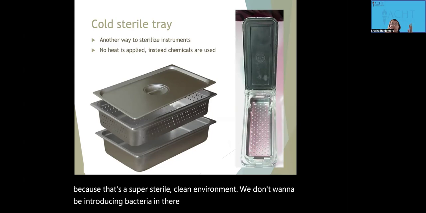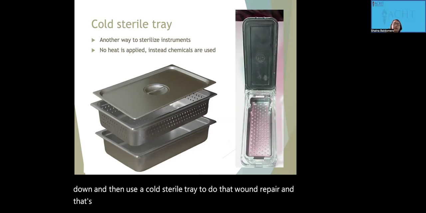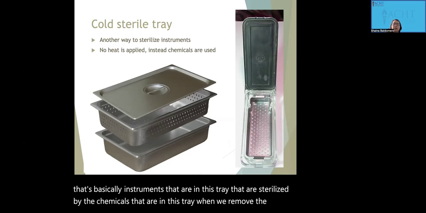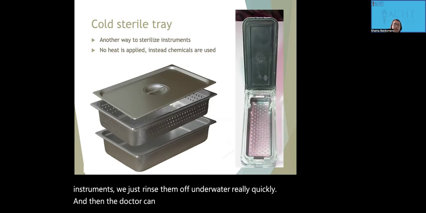So usually we'll sedate patients down and then use a cold sterile tray to do that wound repair. And that's basically instruments that are in this tray that are sterilized by the chemicals that are in this tray. When we remove the instruments, we just rinse them off under water really quickly, wear gloves, and then the doctor can use them with that patient for that wound repair.